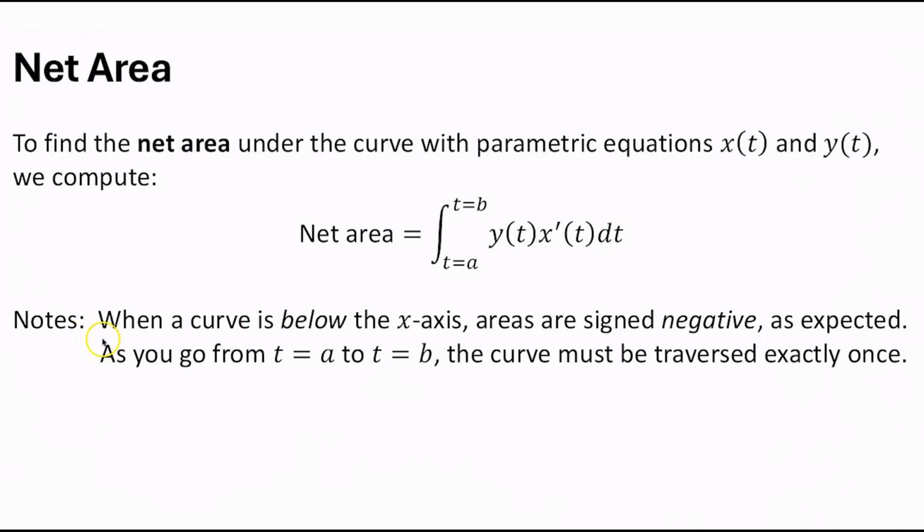So we want to note, when a curve is below the x-axis, areas are signed negative as expected. And as you go from t equals a to t equals b, the curve must be traversed exactly once. What that means is that because our parametric equations can define some really interesting curves, we want to make sure that we don't loop back around. So we want to make sure the curve is traveled over exactly one time instead of going back and forth, back and forth.